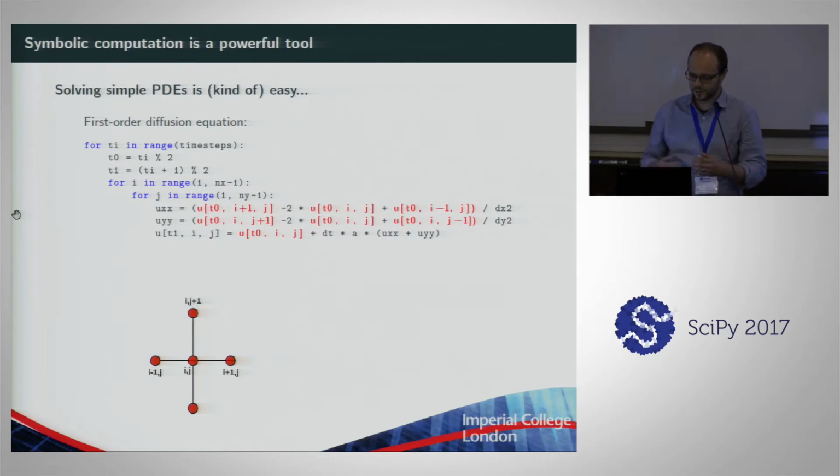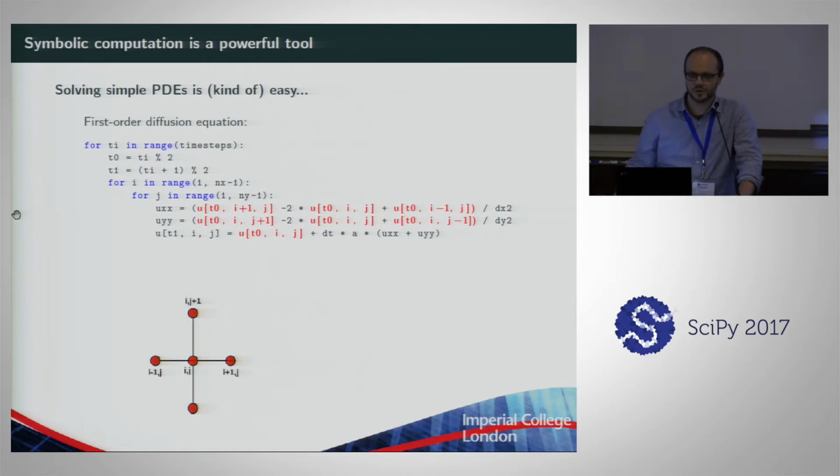For this, I'm showing here the simplest equation that I could find, really. First order diffusion equation in 2 dimensions, discretized with a simple finite difference stencil. And if you know a little bit about finite differences, you know that this is the classic 5-point star stencil, and you can write this in a few lines of Python. And that's pretty easy to do.